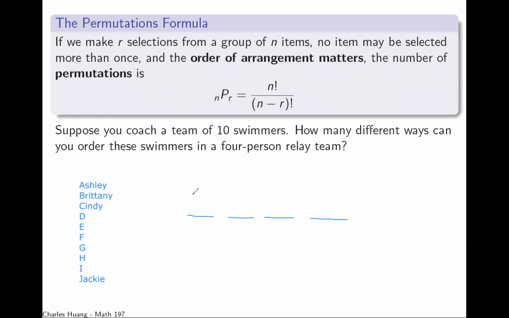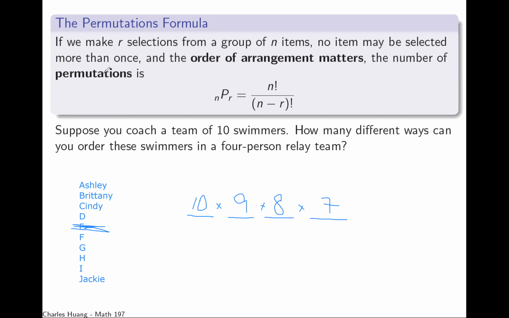For the person to go first, I can choose any of these 10 people. I have 10 different choices. But suppose I pick someone to go first. Suppose I pick Elaine to go first. I only have 9 people left to choose from for the second spot. And then 8, and then 7.